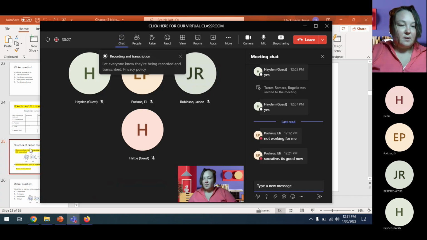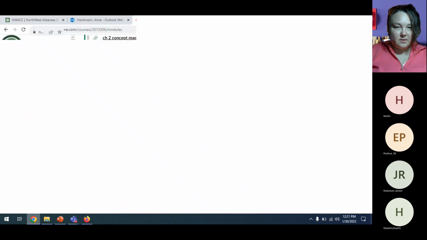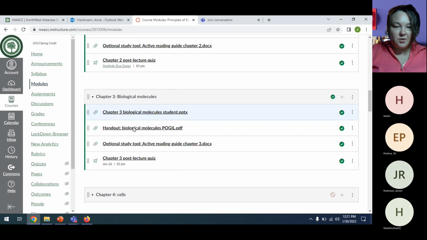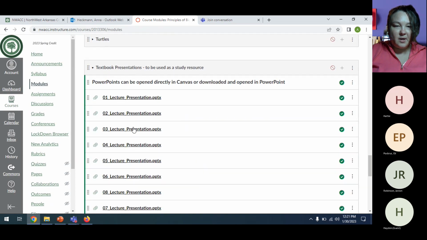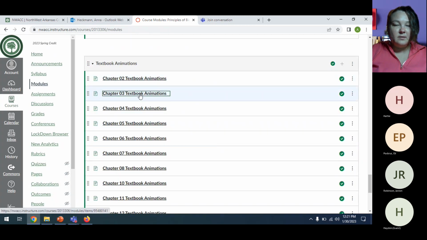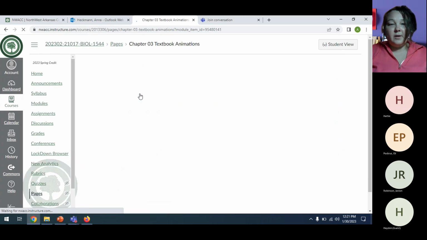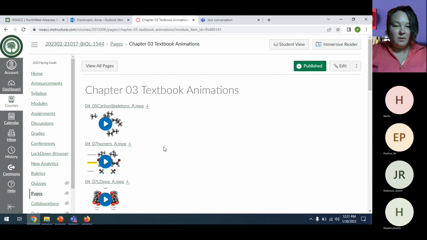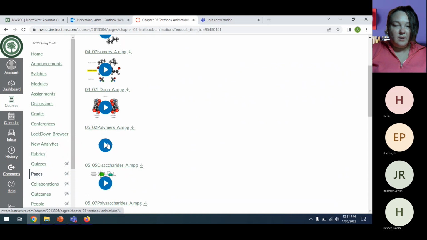Okay, cool. Excellent. So let's go over here to our modules. And at the bottom, we have our textbook animations. Let's go to chapter 3. You can always look these up on your own. Polymers.